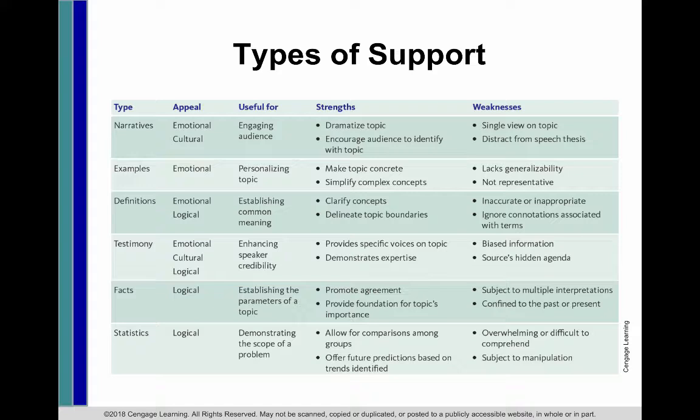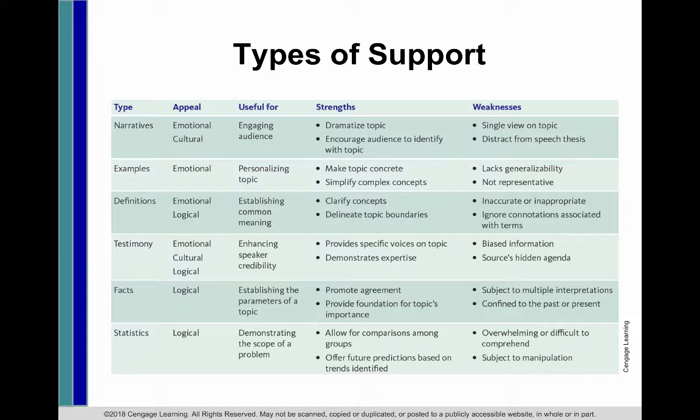Examples are brief references to things or events that help illustrate the point. They can definitely help to personalize the topic and make it come alive for the audience. The strength of examples lies in making the topic more concrete and simplifying complex concepts. Its weakness is that an example might be too specific, lack generalizability, and may not be representative of the topic as a whole.